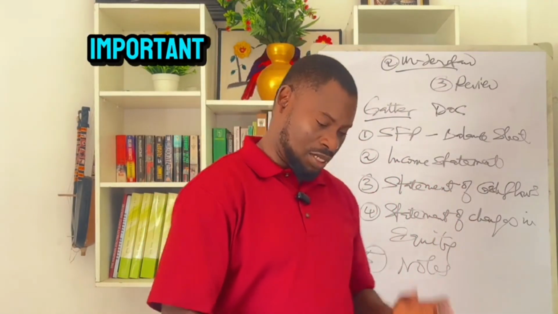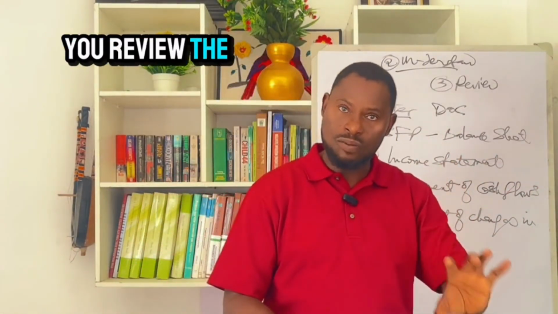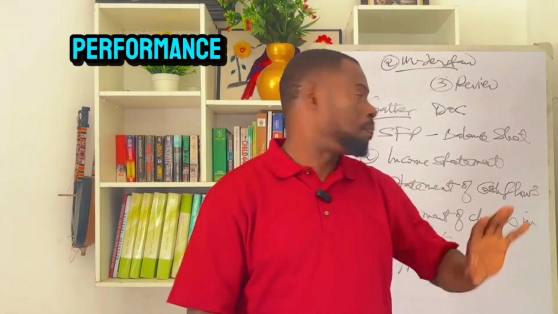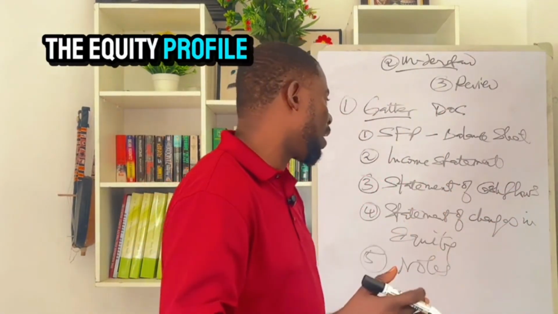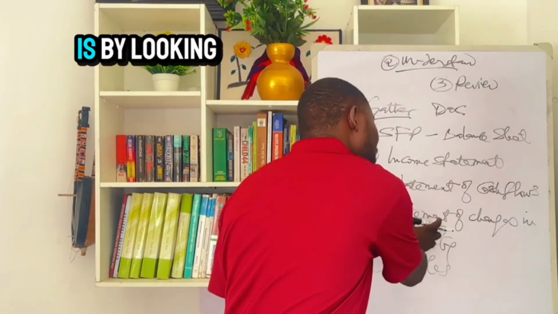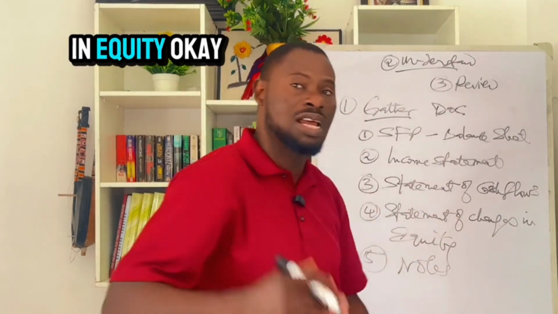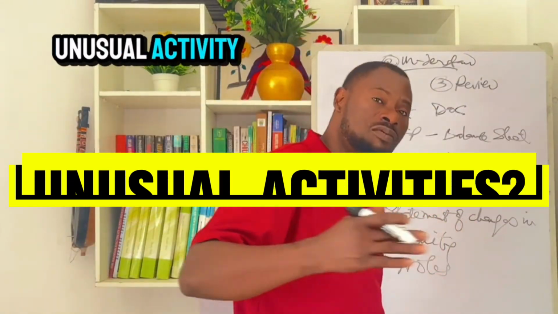This is also important. Another thing is, we've talked about looking at the financial position. You review the financial position. You review the performance. You review the equity profile. To look at the equity profile, you are looking at the equity and reserves. And the best place to do that is by looking at the statement of changes in equity. Okay.